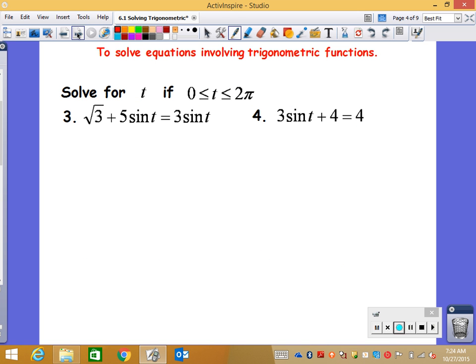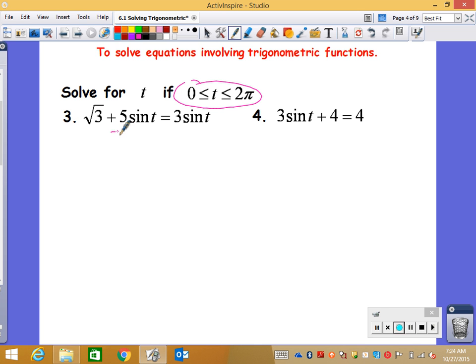So let's solve for t here. Notice I'm in radians, my bounds are in radians, so I have to answer in radians. Now what's different about this problem is, hey, I have a sine t on both sides. So just like if sine t was x, I would get all my x's on one side, everything else on the other side. So we're going to do the same thing.